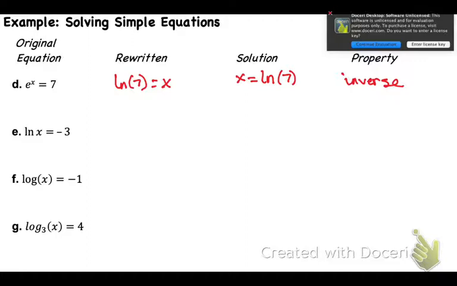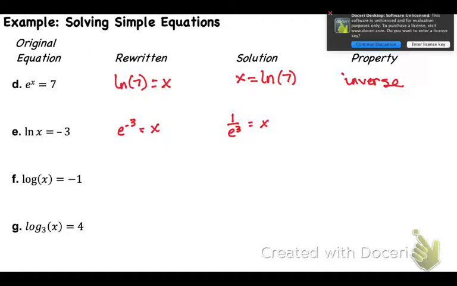Okay, the next one, I have the natural log of x equals -3. Can I use the one-to-one? No. So switch forms. So I'm going to exponential: e to the -3 equals x. Now I cannot leave my answer that way because I cannot have negative exponents, correct? It's 1 over e to the third, or cubed, equals x.